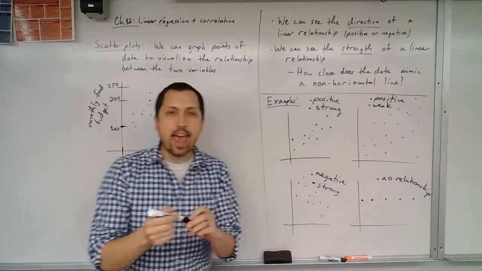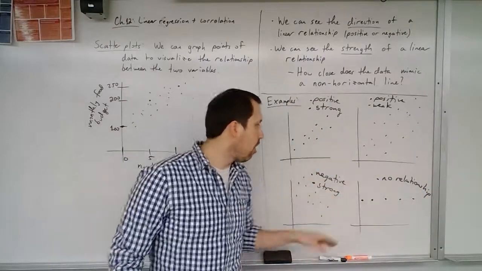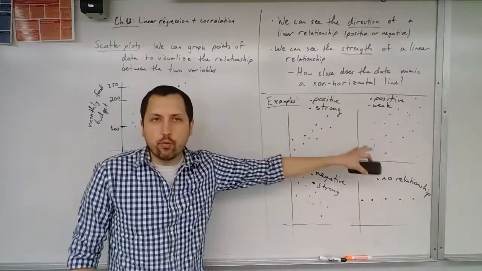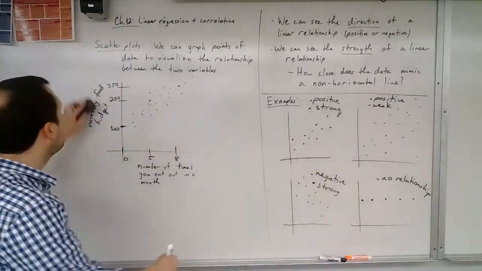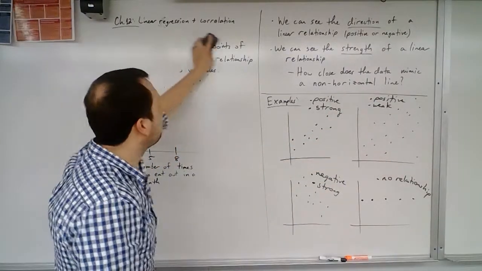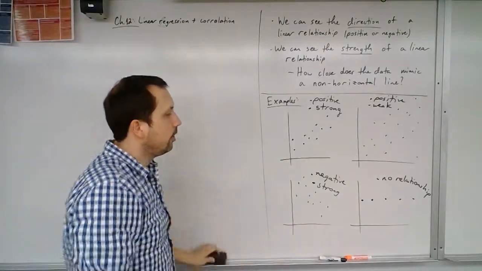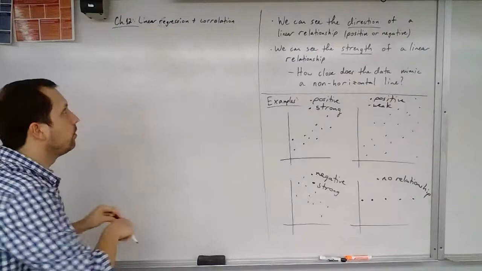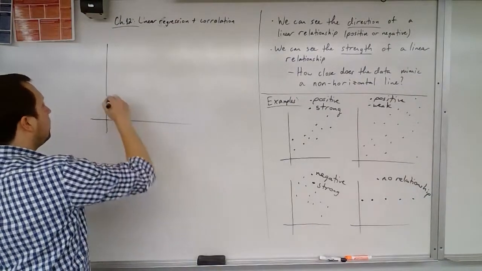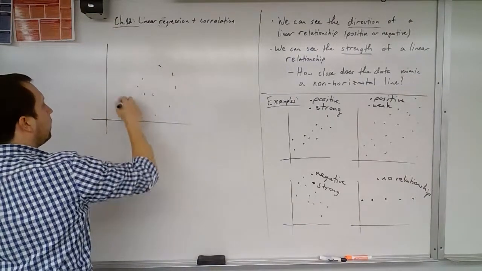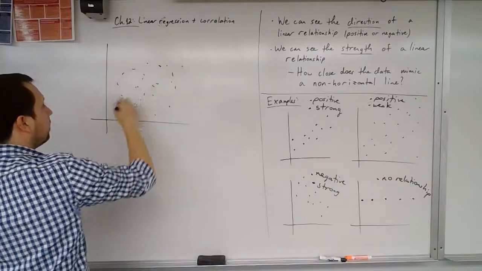So you can have either a positive strong, positive weak, negative strong, a negative weak would also be something similar to that, and then you have no relationship. And remember, we're talking about this in terms of a linear relationship. So we could also look at other examples. So if we look at something like this.